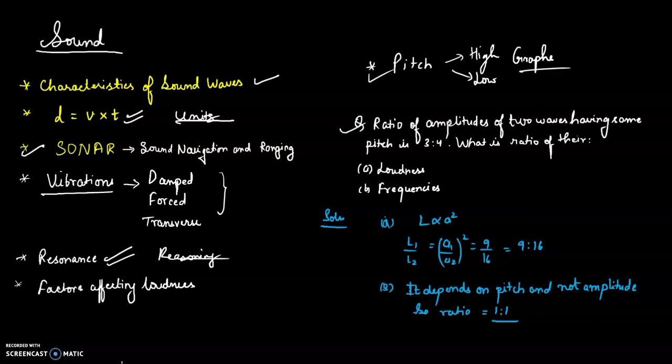Now you can see this numerical: the ratio of amplitude of two waves having the same pitch is 3:4. What is the ratio of their loudness? So loudness is directly proportional to the square of amplitude. So here it will be L1/L2 = (A1/A2) whole square. We'll put the values, (3/4) whole square, and we'll get the answer 9:16. B: what is the ratio of their frequencies? It depends on pitch and not amplitude. So the ratio will be 1:1.